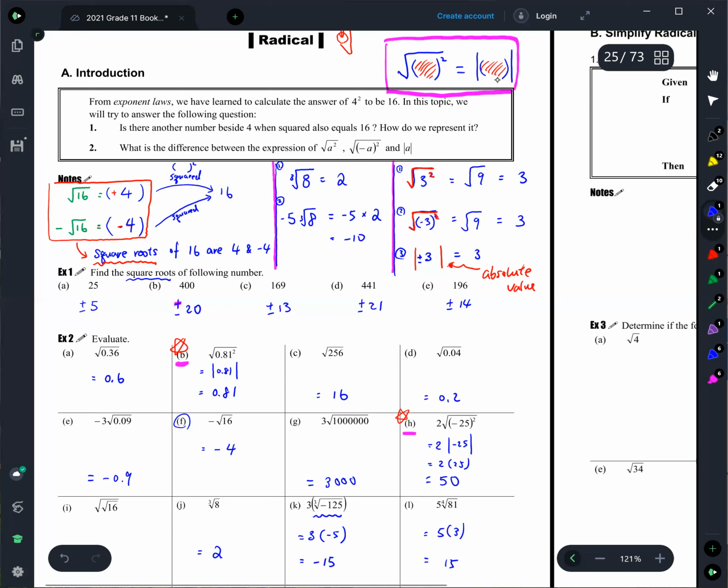This absolute value only works for square and square root. So if you have cube root and cube, you cannot turn it into absolute value, because it doesn't guarantee it will be positive. If you have absolute value, whatever comes out will always end up positive.